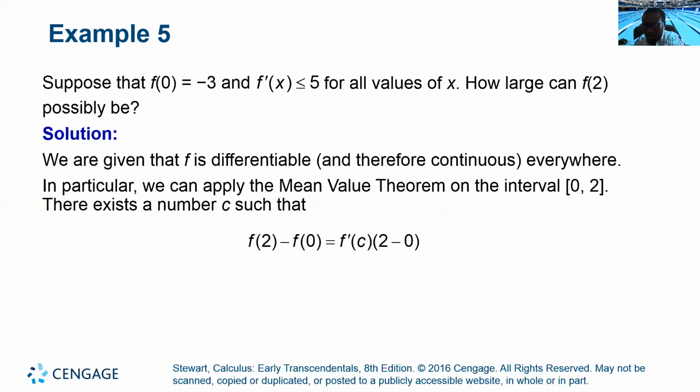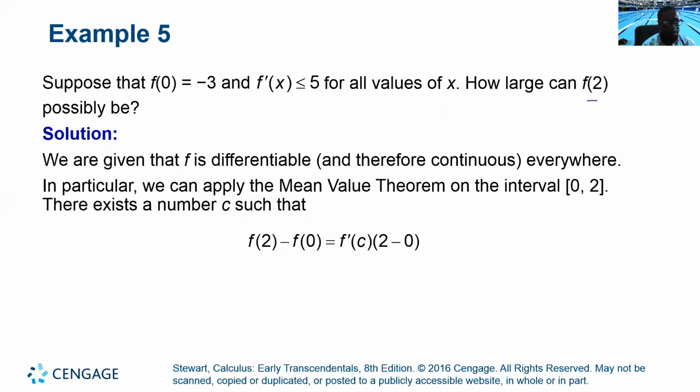Here's another example. There are 2 more, and then we're done with the section. It says, suppose that f of 0 is equal to negative 3, and f prime of x is less than or equal to 5 for all values of x. How large can f of 2 possibly be?